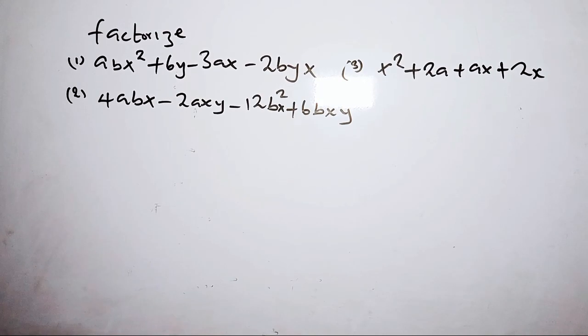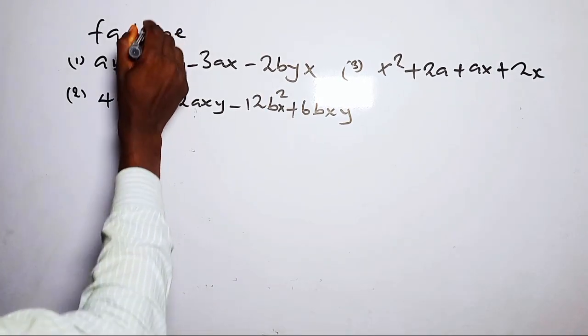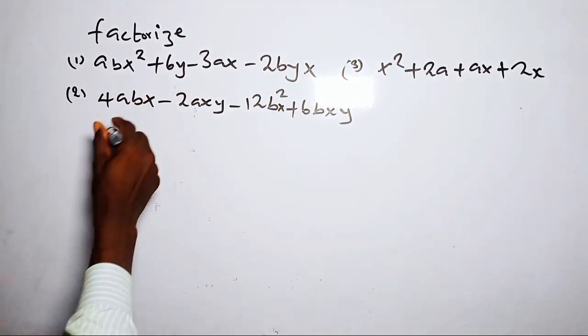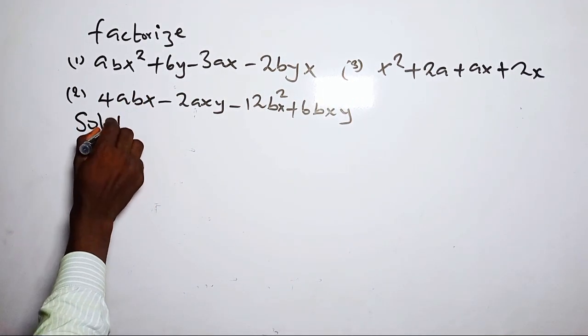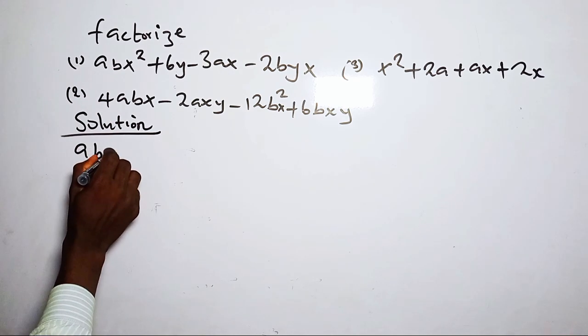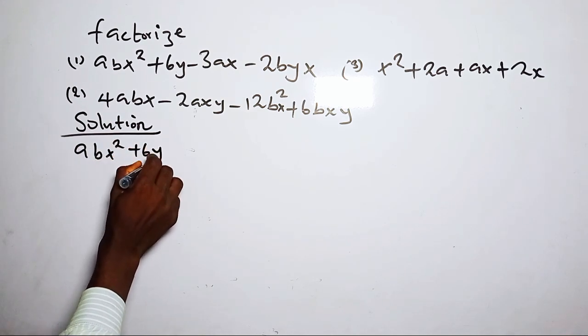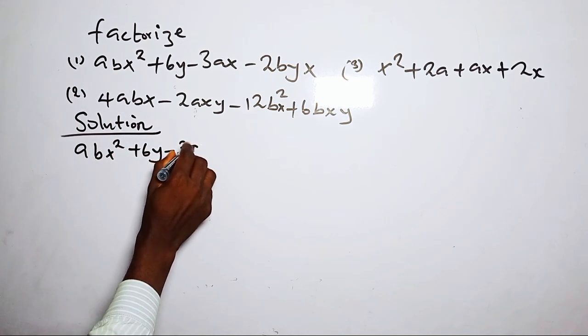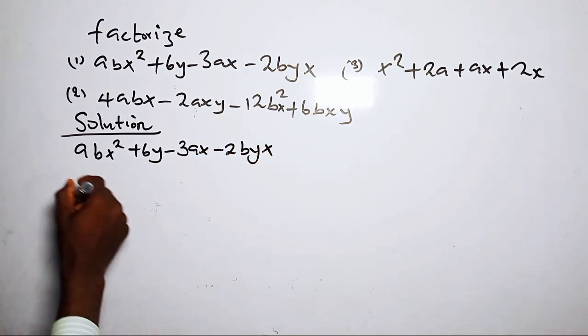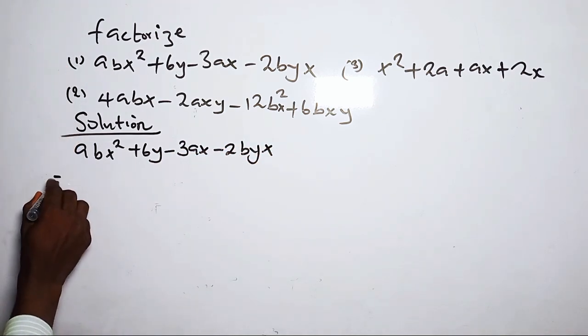The question says factorize this expression. Okay, so we have three given expressions. So how do we factorize the solution? So for a, abx squared plus 6y minus 3ax minus 2byx. Okay, so how do we go about this?